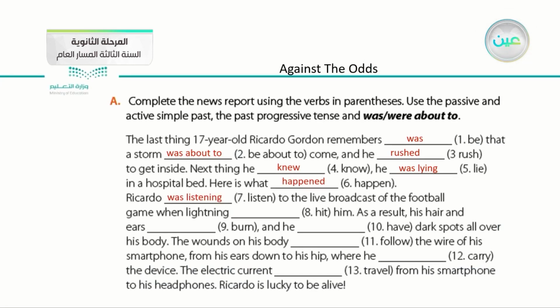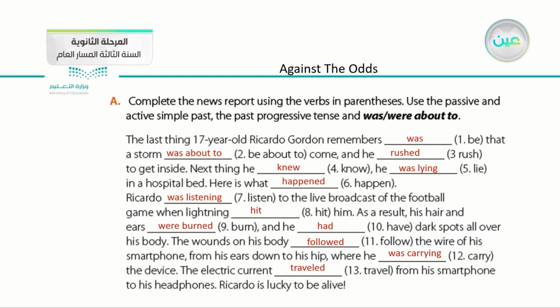Ricardo was listening to the live broadcast of the football game when lightning hit him. As a result, his hair and ears were burned and he had dark spots all over his body. The wounds on his body followed the wire of his smartphone from his ears down to his hip, where he was carrying the device. The electric current traveled from his smartphone to his headphones. Ricardo is lucky to be alive.